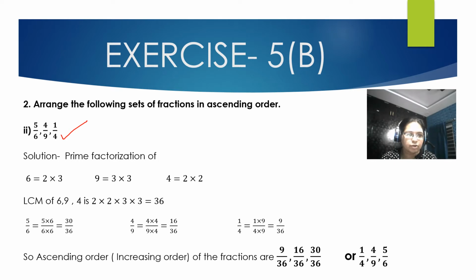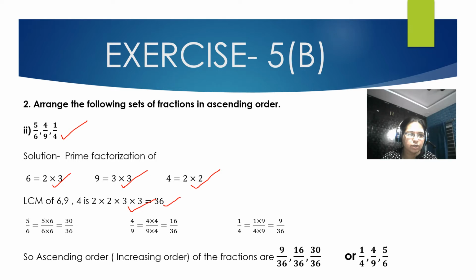So prime factorization of 6 is 2 multiplied by 3. Prime factorization of 9 is 3 multiplied with 3. Prime factorization of 4 is 2 multiplied with 2. And LCM of 6, 9 and 4 is 3 multiplied with 3 multiplied with 2 multiplied with 2. Here two 3s and two 2s. So we have to multiply 2 multiplied with 2, 3 multiplied with 3. So this is equal to 36. So LCM of 6, 9, 4 is 36.